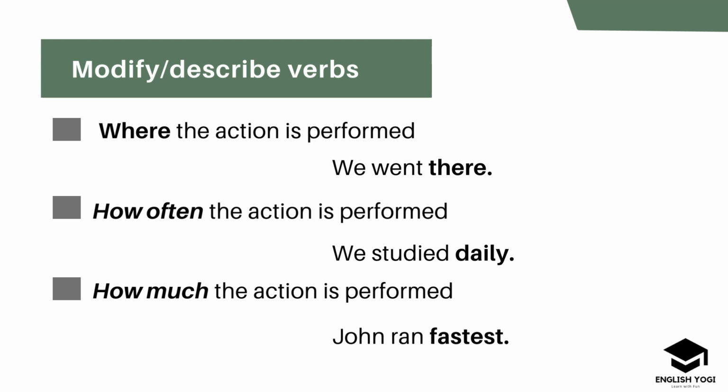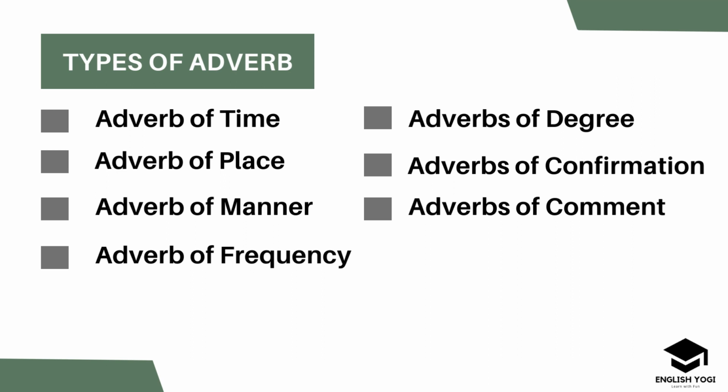So this is what exactly we can say, the adverb is such a word which modifies the meaning of verb and meaning of adjective in the sentence. Making it more clear and simple, there are certain types of adverbs in English language. They are adverb of time, adverb of place, adverb of manner, adverb of frequency, adverbs of degree, adverb of confirmation, and adverbs of comments. So these are the types of adverbs.